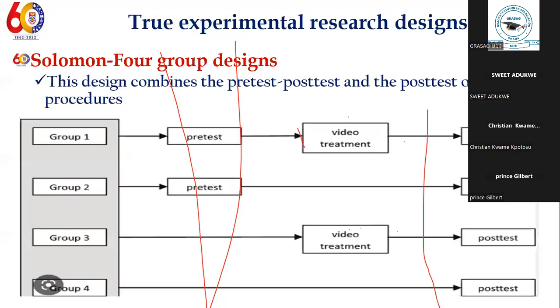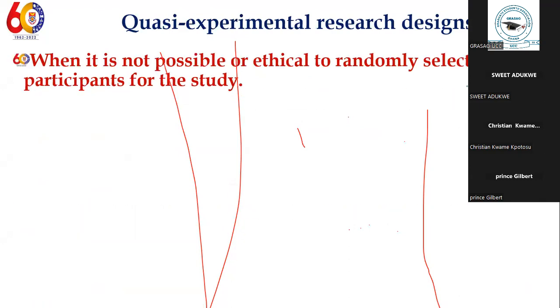So the whole idea about the true experimental design is that there is always a random selection and there is always a random assignment. We'll look at all those things that happen between your pre-testing and the post-test and see how it affects your test results. But before that, let's look at the quasi-experimental.